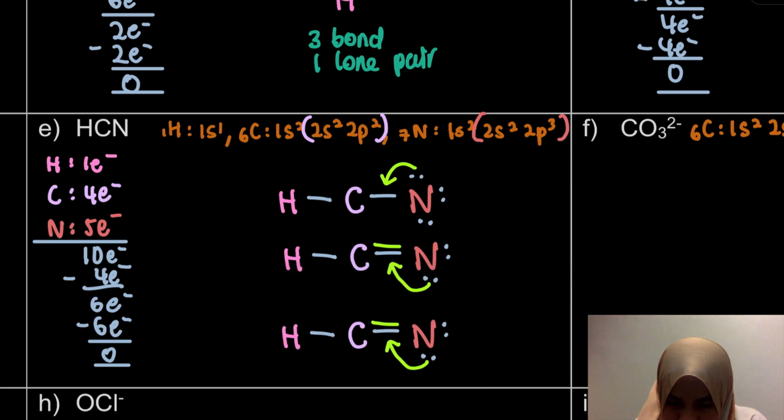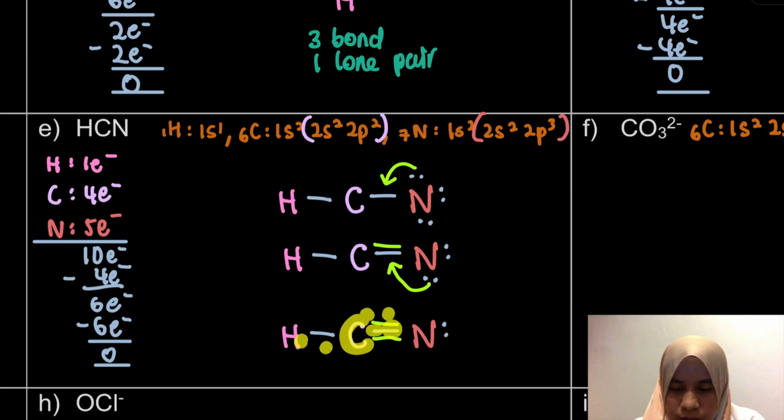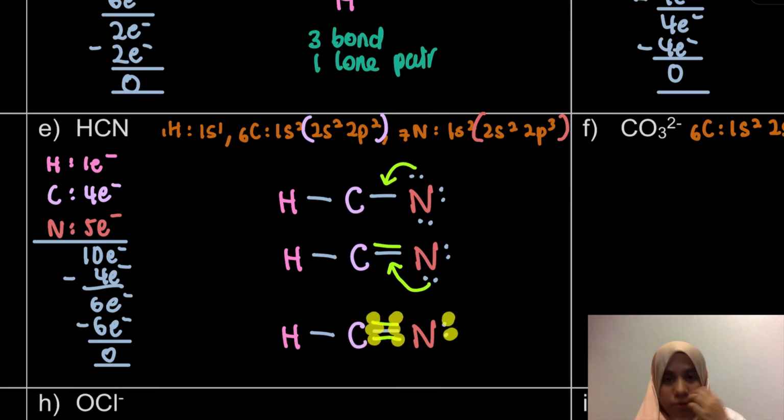Bila dia dah share, ni padam. So, jadilah sini. So, check balik. Carbon ni 1, 2, 3, 4, 5, 6, 7, 8. Nitrogen pun 1, 2, 3, 4, 5, 6, 7, 8. Masing-masing ada 8 electron. Okay. So, that is actually the Lewis structure. Okay.